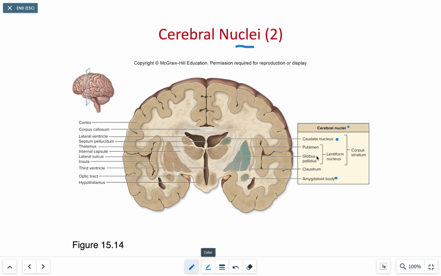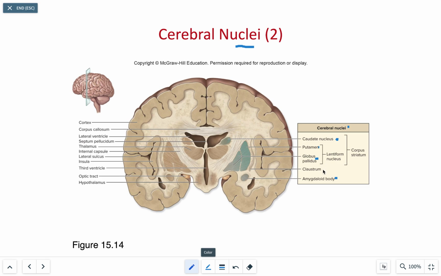And then the next two are going to be grouped together. The putamen and the globus pallidus are going to form what we consider to be the lentiform nucleus. So this region right here. Each one has an individual job, but together we call this a lentiform nucleus. The first one is the putamen, and the putamen controls muscular movements at a subconscious level. And then the globus pallidus, which is slightly more medial, will both excite and inhibit any activities of the thalamus to control and adjust muscle tone.